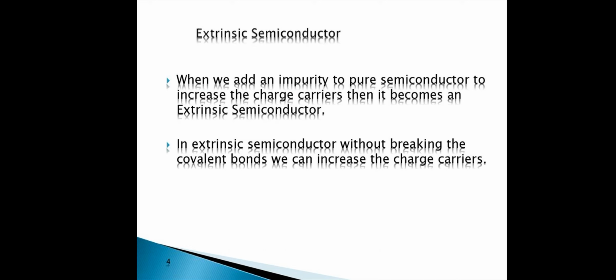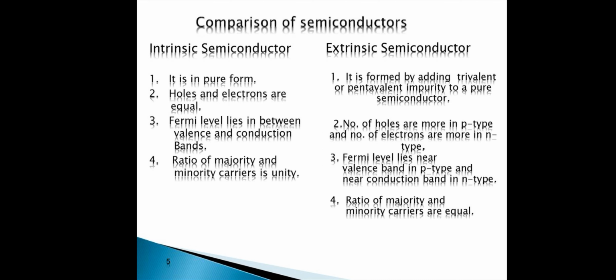Next, extrinsic semiconductor. An extrinsic semiconductor is a type of semiconductor where we add impurities to a pure semiconductor to increase the charge carriers. Then it becomes an extrinsic semiconductor. In an extrinsic semiconductor, without breaking the covalent bonds, we can increase the charge carriers. And this is the comparison of intrinsic semiconductor and extrinsic semiconductor.